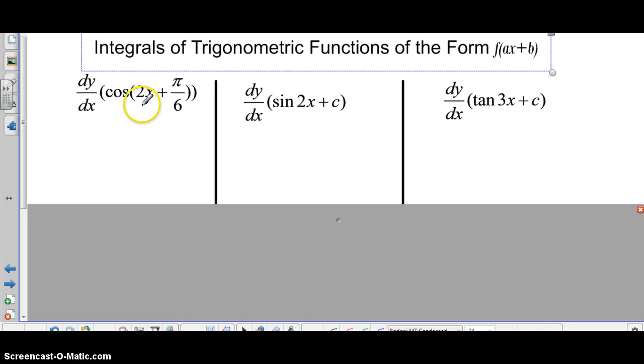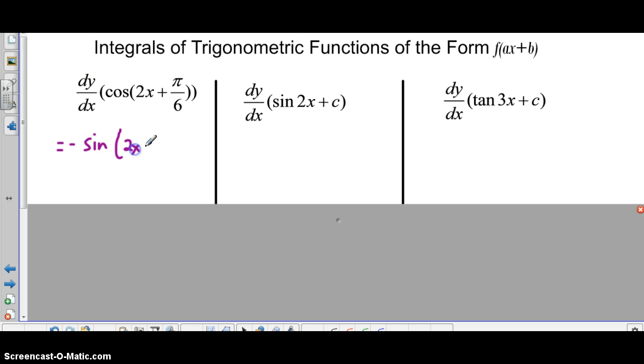And that is, we first want to think about integrals of when the trig functions have a form of f of ax plus b. So it's not as simple all the time when we have cosine of x. What happens when we take the derivative of cosine 2x plus pi over 6? Remember, when we take the derivative of cosine of 2x plus pi over 6, it would be equal to the negative sine of 2x plus pi over 6 times the derivative of the inside. So the derivative of 2x would be 2, and the derivative of pi over 6 is 0. So times 2.